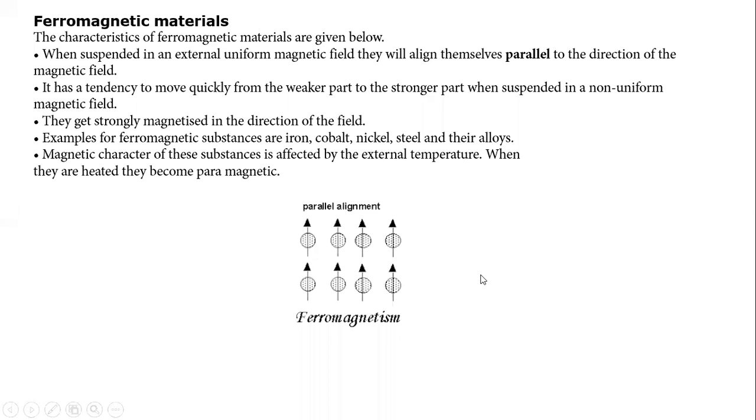So let us go for the ferromagnetic materials. When suspended in an external uniform magnetic field, they will align themselves parallel to the direction of the magnetic field. It has a tendency to move quickly from the weaker part to the stronger part when suspended in a non-uniform magnetic field. So they get strongly magnetized in the direction of the field. Examples for the ferromagnetic substances are iron, cobalt, nickel, steel, and their alloys.